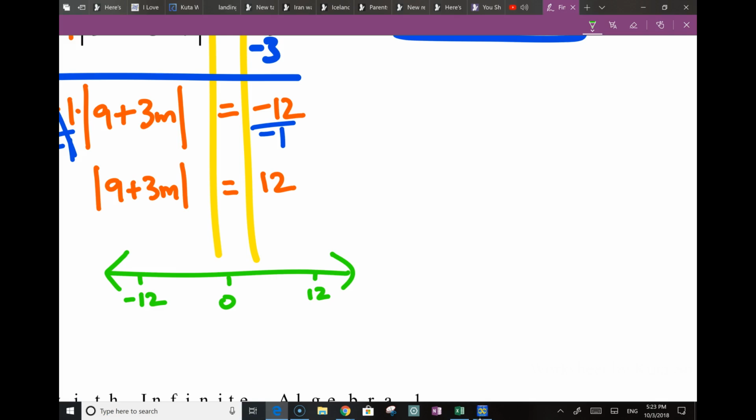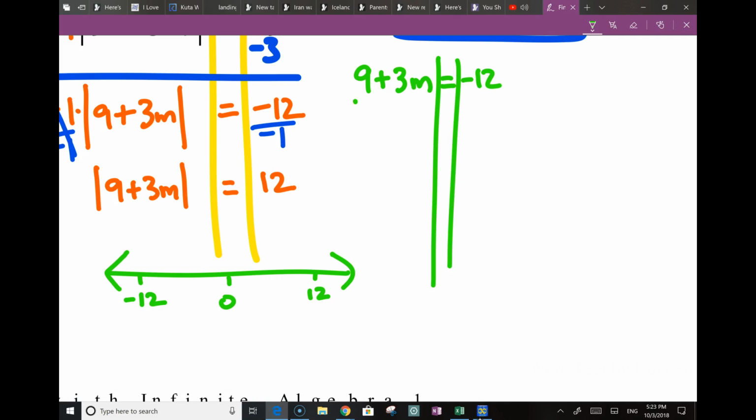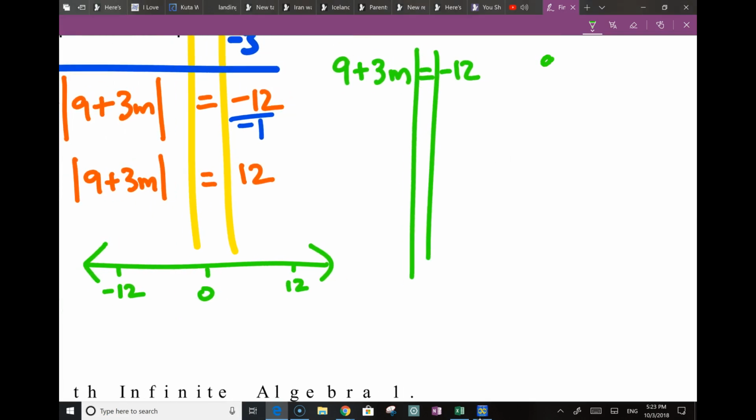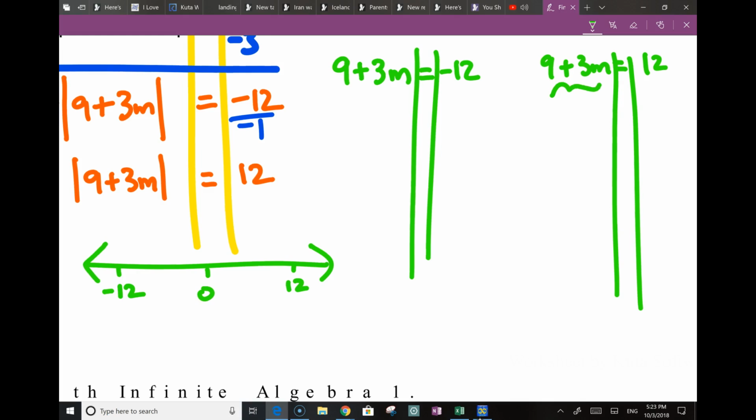So my first equation is going to say 9 plus 3m is equal to negative 12. I want to figure out, m, what would you have to be so that everything here becomes a negative 12? Because negative 12 is 12 spaces away. Likewise, I have to build a secondary equation, which says 9 plus 3m is equal to positive 12, with the same logic. So m, what would you need to be so that everything here becomes a 12? Because 12 is also 12 spaces from 0. And then I go ahead and begin the solving process.